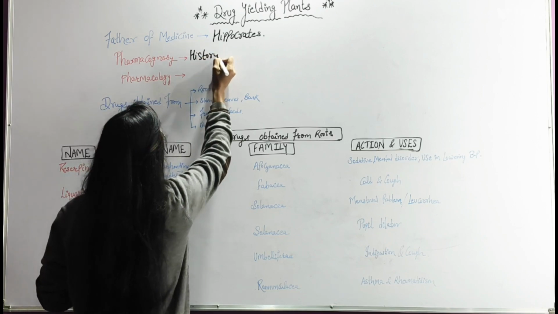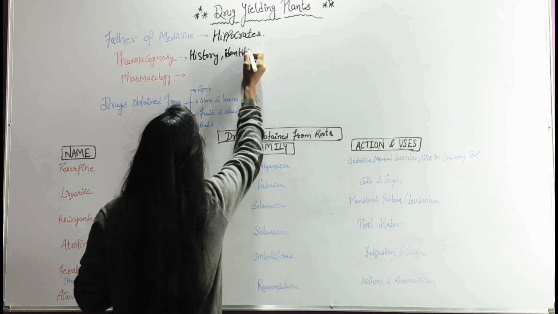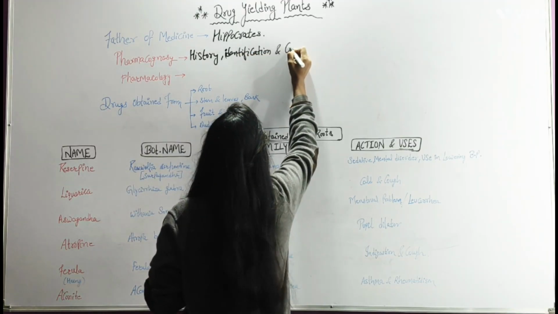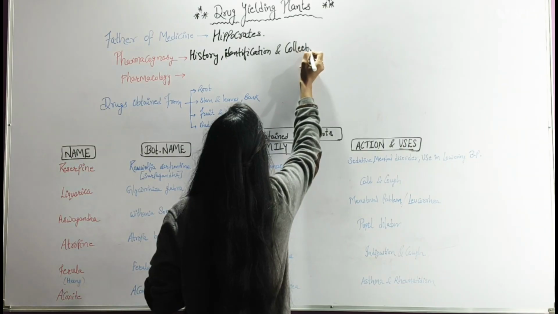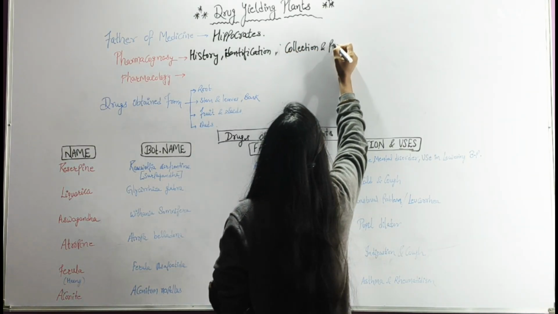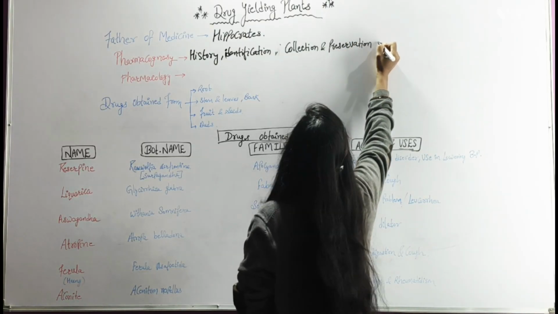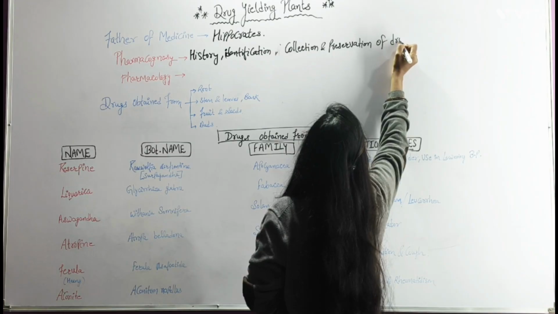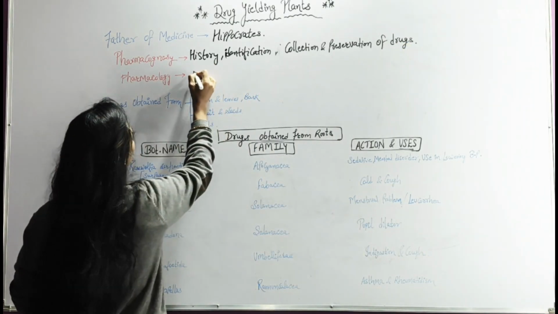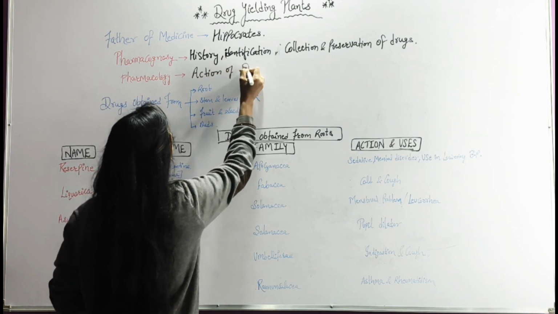History, identification, collection and preservation of drugs. That is known as pharmacognosy, and pharmacology is the action of drugs.